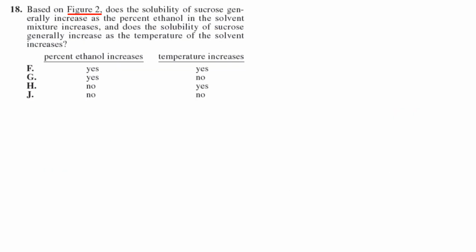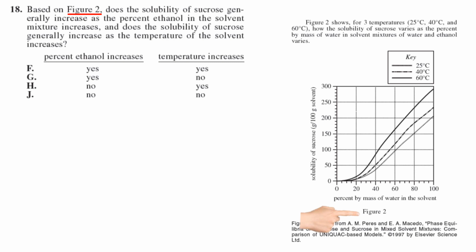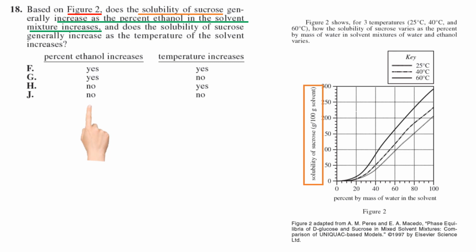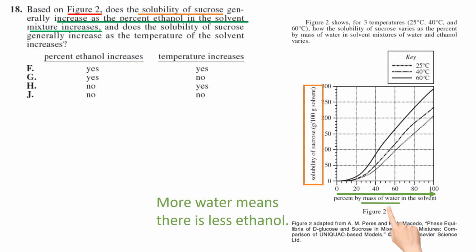Number 18, based on figure 2, first time using figure 2, does the solubility of sucrose generally increase as the percent ethanol in the solvent mixture increases? So let's cover this one first. So we see percent of the mass of water in the solvent, not ethanol. So let's think about this. It's going to be tricky. So what's happening is more water means there's less ethanol because we're adding more water.